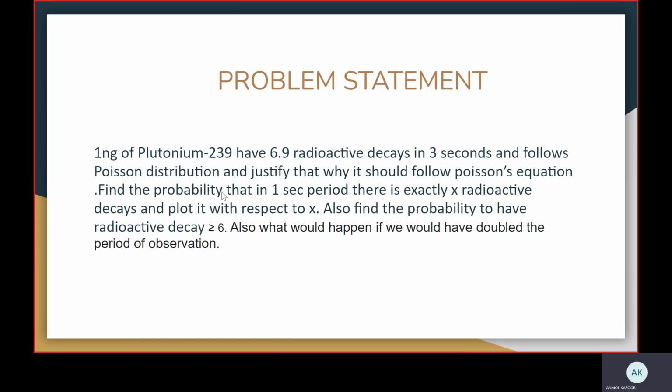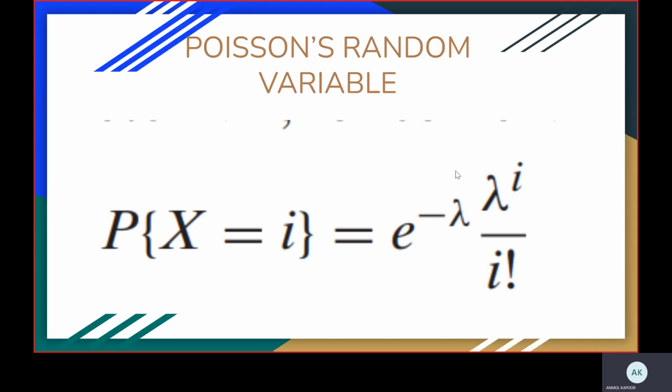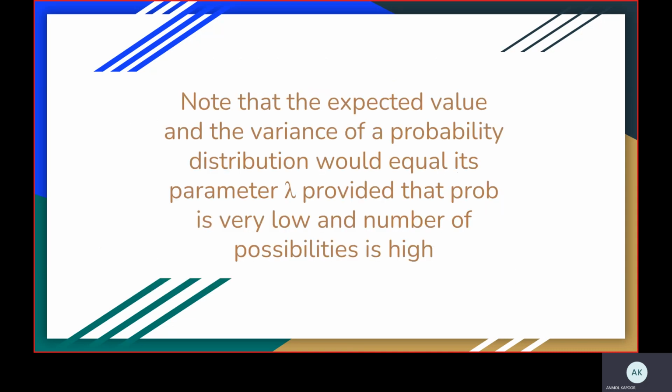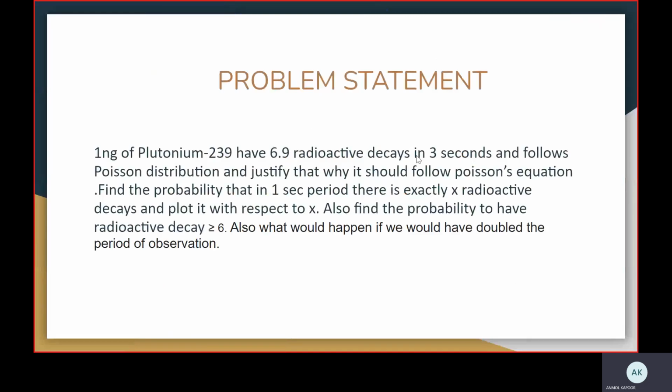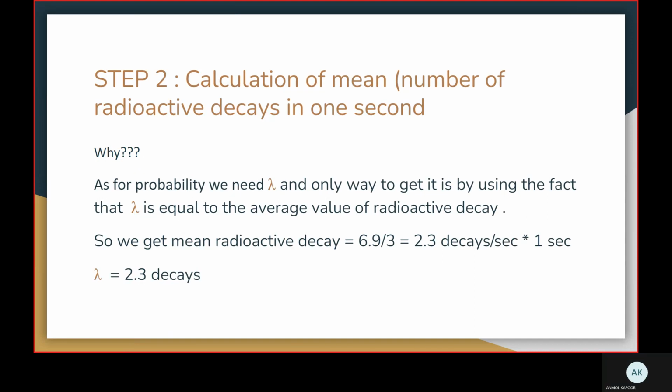Now, seeing this formula, we can say that putting the value of small x in place of small i, we can have our required function, but we need lambda. As stated on this slide, lambda is equal to the expected value of the distribution or variance. Here, it is given to us that 6.9 radioactive decays happened in 3 seconds. So in layman language, 2.3 radioactive decays, that is 6.9 upon 3, happened in 1 second, and that is the expected value. So lambda comes out to be 2.3 decays. Now putting this lambda in this equation, we got this as our final function.